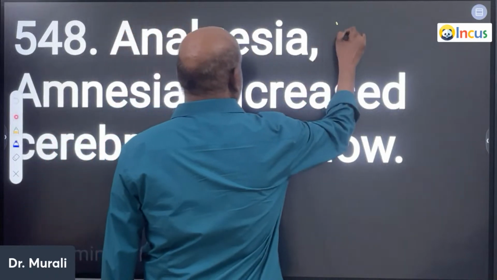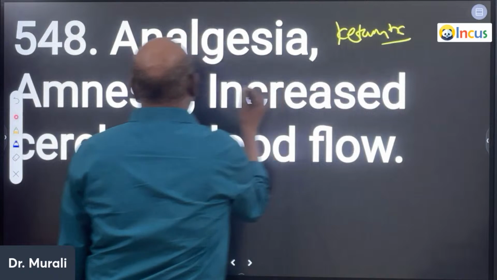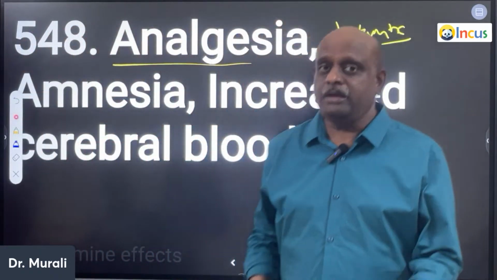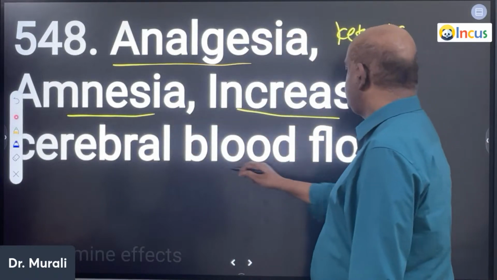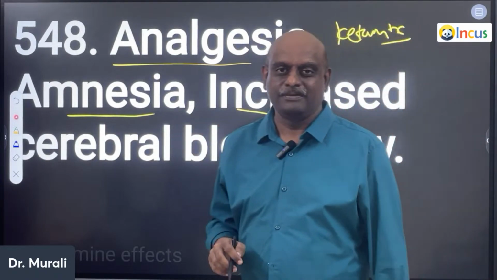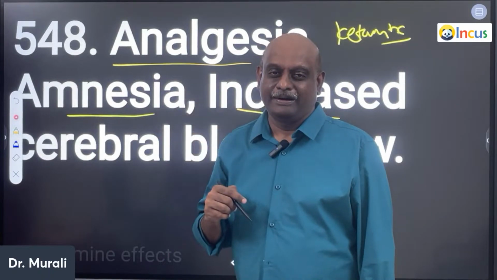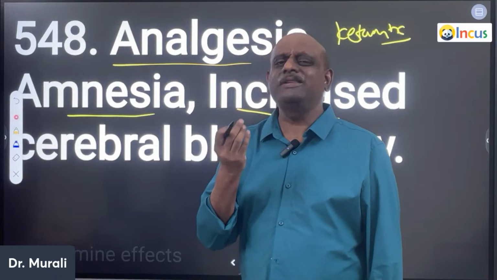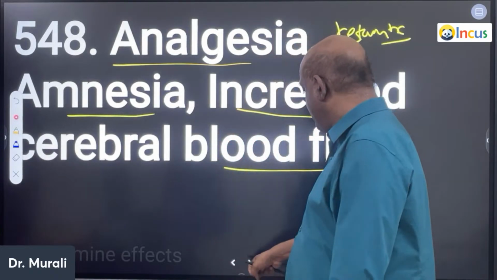Ketamine. If you happen to give ketamine, what are the specialities of ketamine? Ketamine causes analgesia. Ketamine leads to amnesia and increased cerebral blood flow. Raised ICT, raised BP, emergence delirium, dissociative anesthesia. All these words must be there in your tips when you go to the exam when we talk about ketamine.